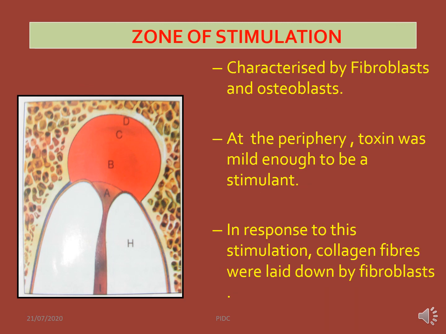And the zone farthest from the microorganisms is the zone of stimulation. Here you find that the toxins are very mild. This zone is characterized by the presence of fibroblasts and osteoblasts. The toxins are mild enough to act as a stimulation. In response to the stimulation, you can see a lot of preparatory activity for repair. You can find collagen fibers laid down by the fibroblasts here.